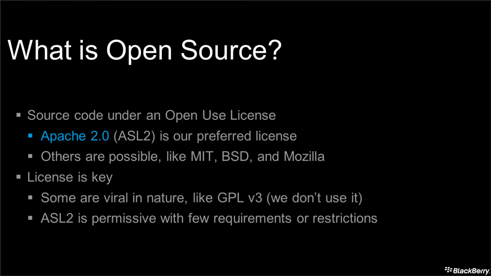The license that code is released under is critical for users of it, as some licenses like GPL version 3 are viral, meaning anything that builds on the code must use the same license. Apache 2.0 does not share this requirement.